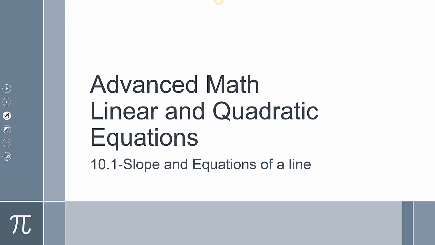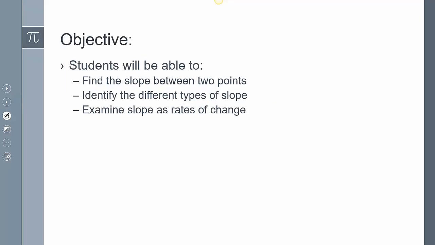Today we're going to be taking a look at slope and equations of a line. So we're going to find the slope between 2 points, identify the different types of slope, and examine slope as rates of change.